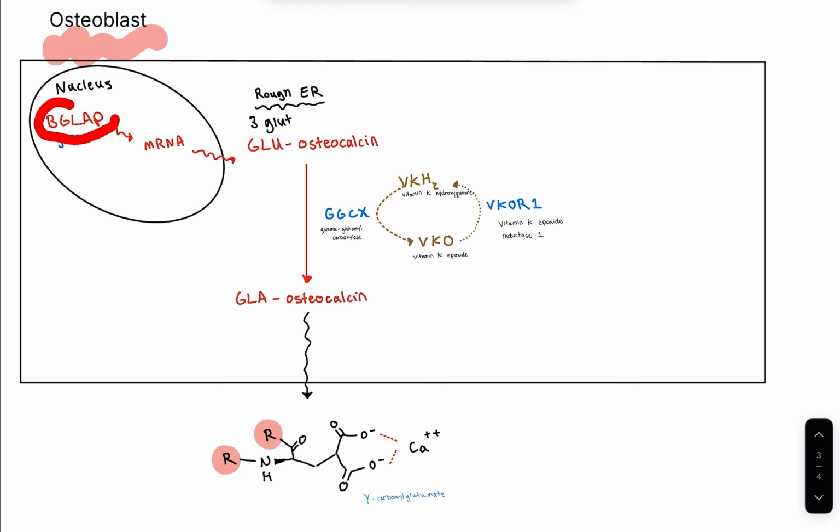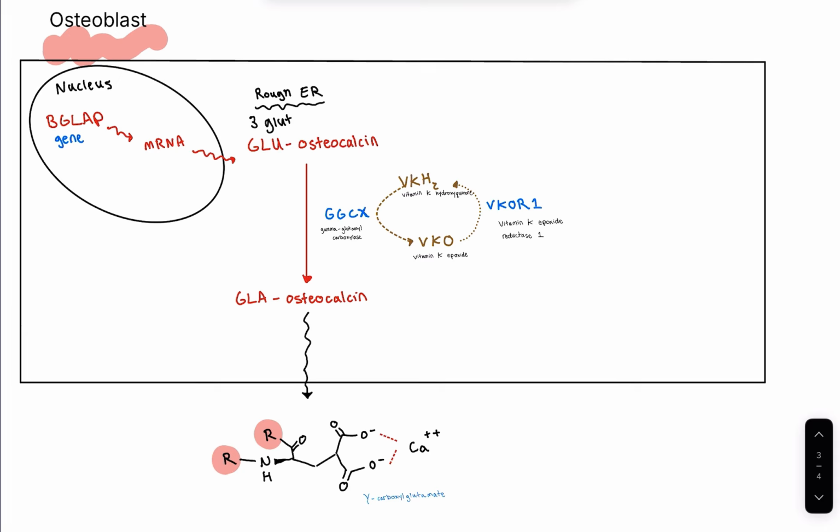This gene right here is regulated by a milieu of transcription factors, and it eventually codes for a protein called osteocalcin, but this protein is called GLU osteocalcin. And this protein undergoes a post-translational modification into something called GLA osteocalcin. This osteocalcin is a 49 amino acid protein, and three of those amino acids out of the 49 are glutamate residues. So they're glutamate.